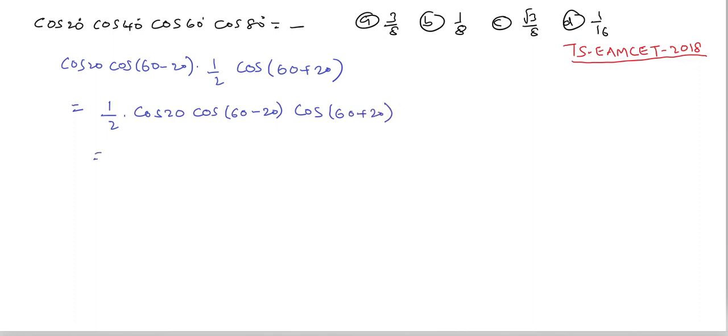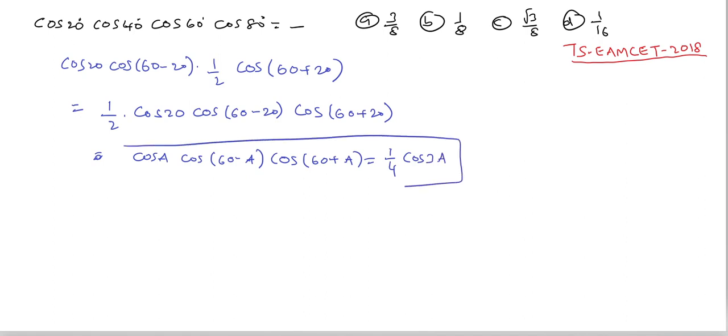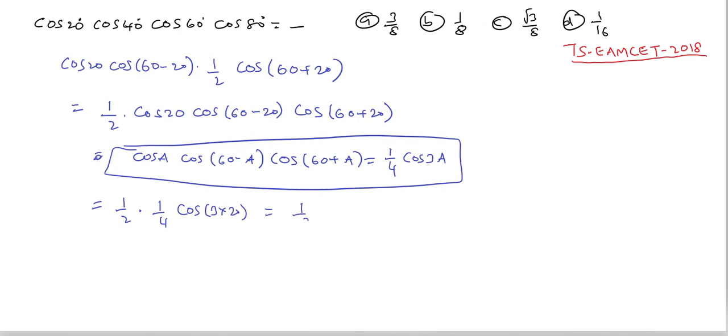We know the formula: cos A into cos of 60 minus A into cos of 60 plus A is equal to 1 by 4 into cos 3A. So applying this formula, it is equal to 1 by 2 into 1 by 4 cos 3A, that is 3 into 20, equal to 1 by 8 into cos 60. So that is 1 by 8 into cos 60, which is 1 by 2, that is 1 by 16. So here the fourth option is the correct answer.